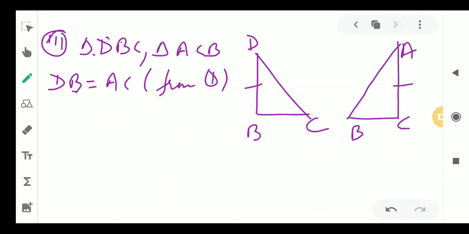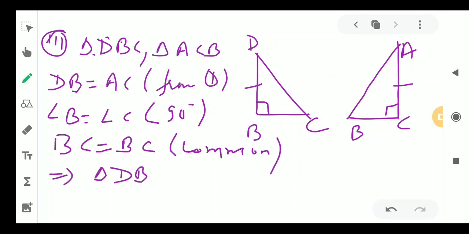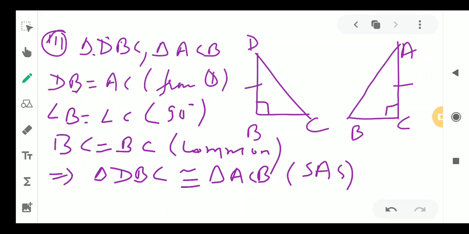already given 90 degrees. So this is of 90 degrees, this is of 90 degrees. So angle B equals angle C, and reason is 90 degrees. Besides this BC is common to both. BC equals BC common. So we can show this implies triangle DBC is congruent to triangle ACB by SAS criteria. So we have shown that these two triangles are congruent by SAS criteria.